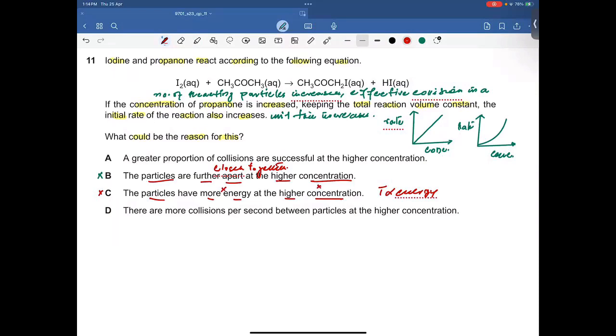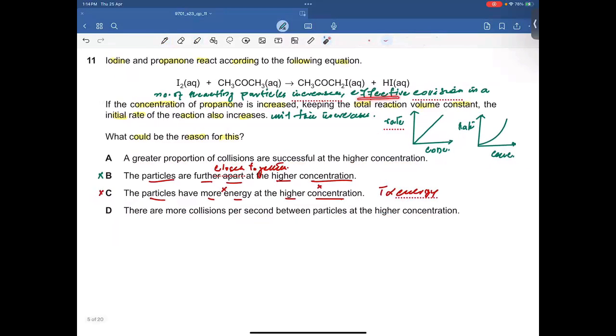All right, now competition exists between A and D. Let me read. A: a greater proportion of collisions are successful at a higher concentration. D: there are more collisions per second between particles at a higher concentration. I think this statement is going to be the right statement. Effective collision in a unit time increases. That's given in D, and D is going to be the right answer.